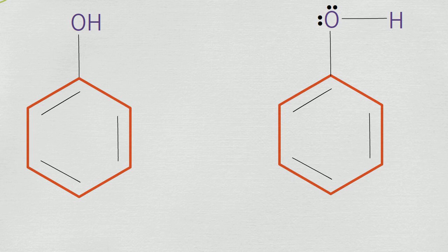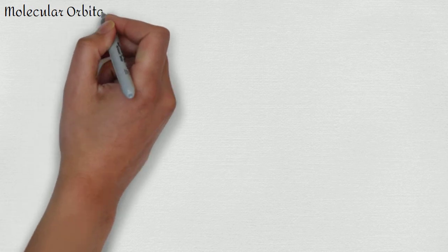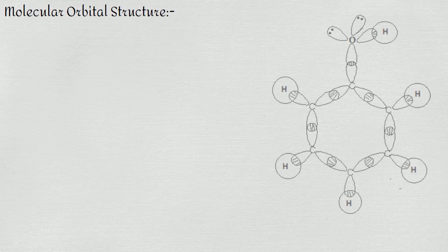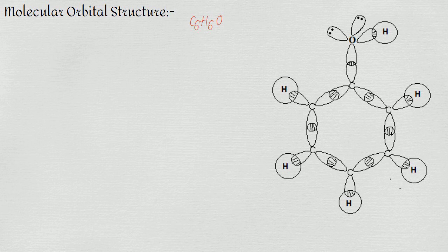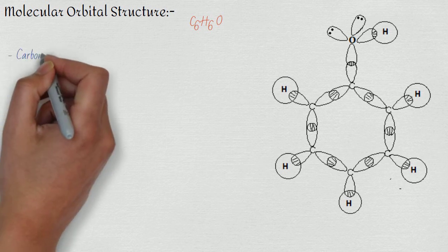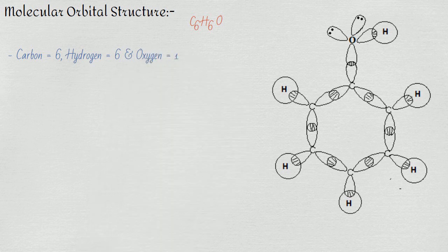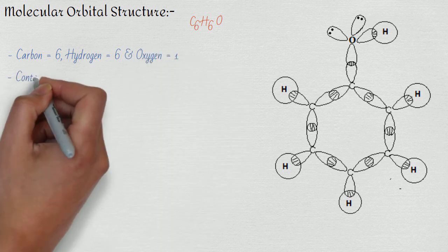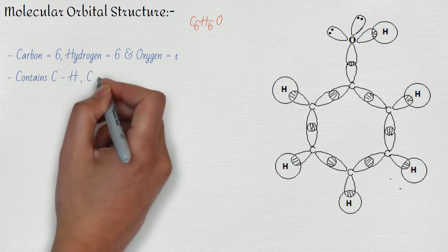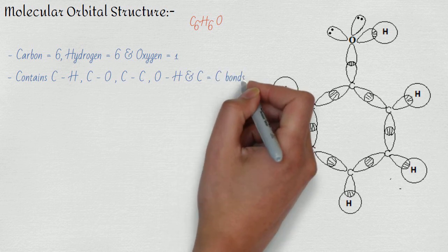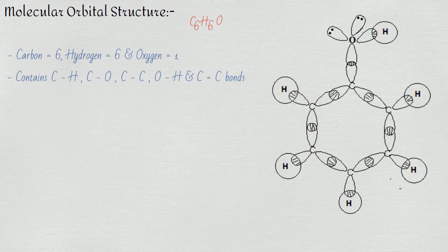So initially we will discuss the structure of phenol, in which the molecular orbital structure of phenol. We know that the molecular formula of phenol is C6H6O. It contains 6 carbon atoms, 6 hydrogen atoms and only 1 oxygen atom. Phenol contains carbon-hydrogen single bonds, carbon-oxygen single bond, carbon-carbon single bonds, oxygen-hydrogen single bond and carbon-carbon double bonds.